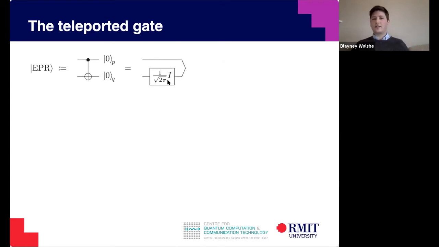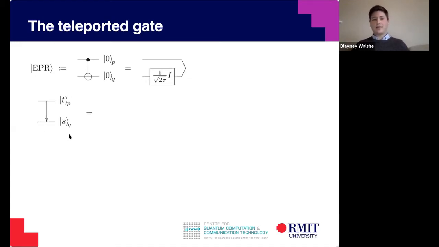Now I've left this identity gate here to emphasize that what we call the teleported gate is the gate that acts on your input after teleporting through the two-mode state. So if it's an EPR state, you teleport through a two-mode state by measuring the top two wires. You're enacting an identity gate on your state, so you're not doing anything. And this is normalization, just ignore that. So let's make this a little bit more complicated.